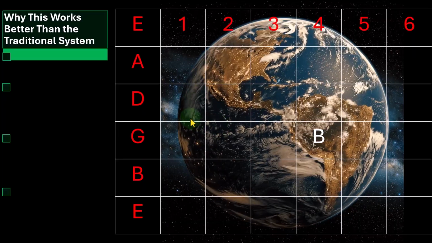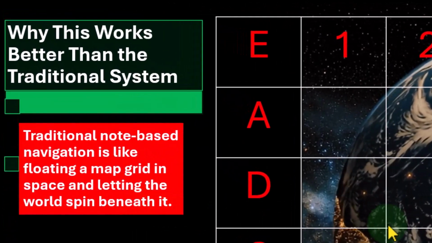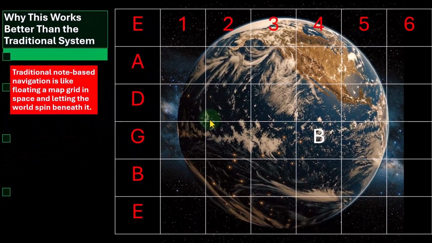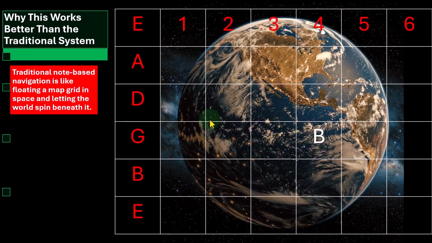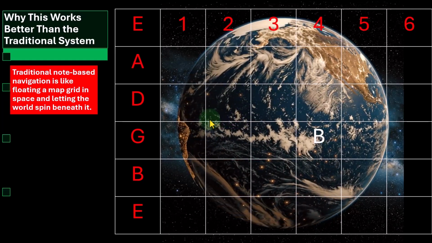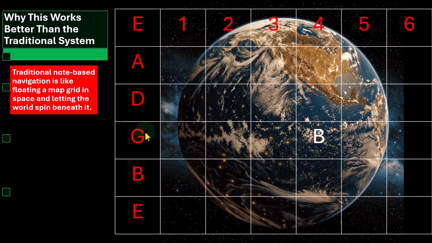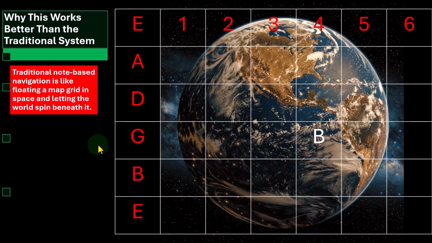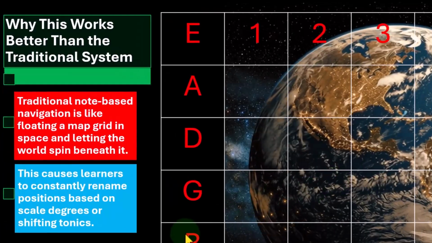And that's what most people are doing. That's going to be very discouraging. Again, that would be like playing Zelda, and every time you go back to the Zelda game, all of the continents look like they're in a different location because you're looking at a grid from space and the Zelda world keeps spinning around, and you want to have a grid that's on the Zelda world. So traditional note-based navigation is like floating a map grid in space and letting the world spin beneath it. So it's hard to find the location.